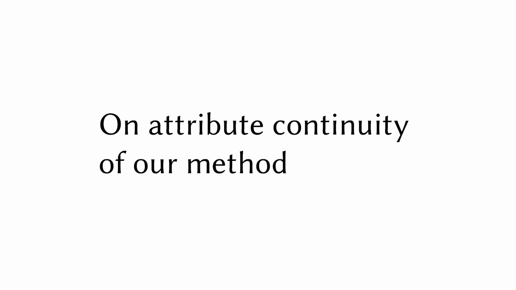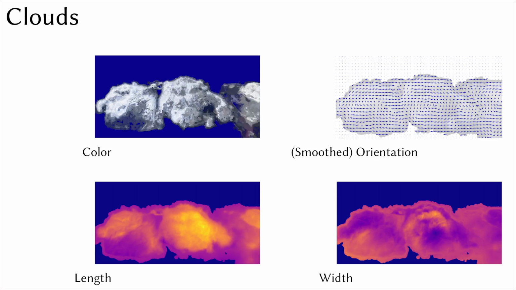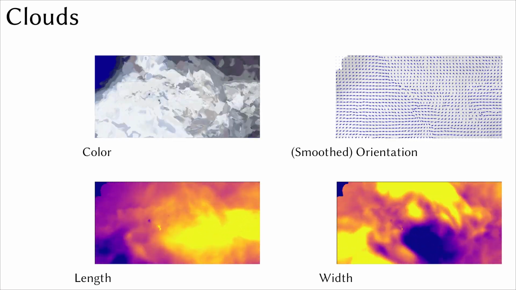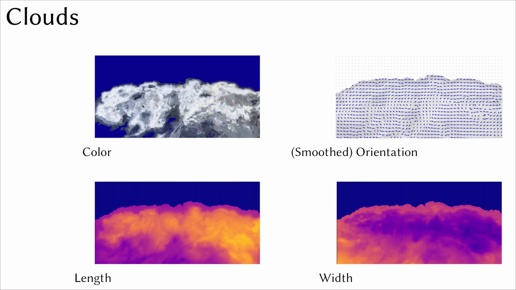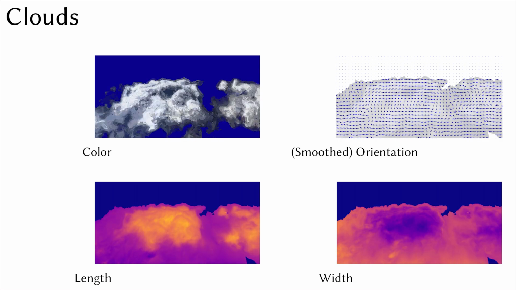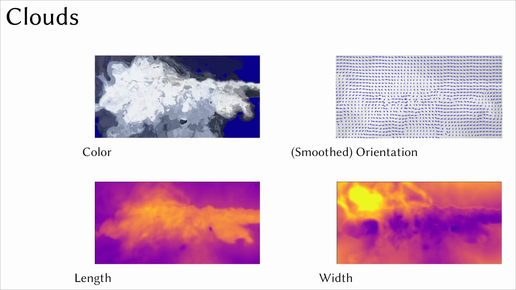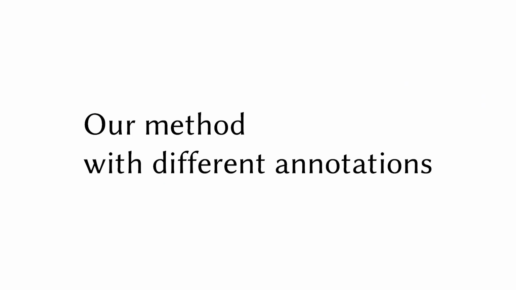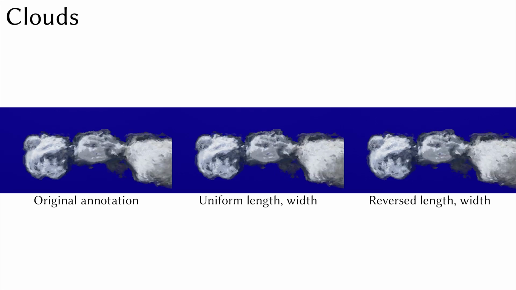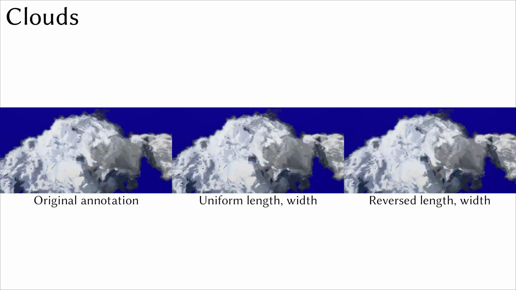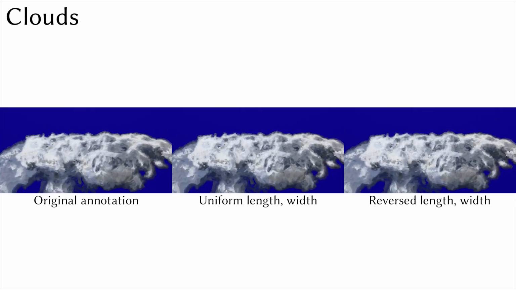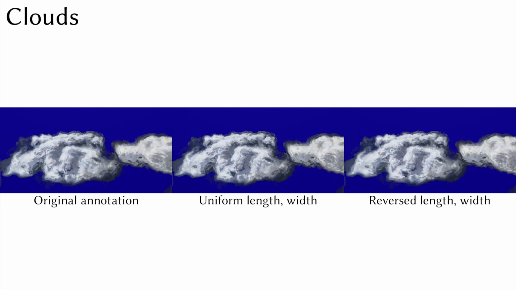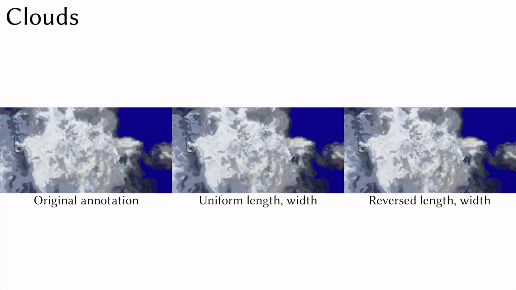For comprehensive results across all scenes, including ablation studies and validation of attribute transfer accuracy, please refer to our additional video and supplementary document. First, we demonstrate temporal continuity across frames for our transferred stroke attributes: color, length, width, and orientation. This illustrates our method's ability to maintain consistent and coherent stylization over time. Next, we show how the system responds to different user annotations. When lengths and widths are uniformly fixed across space, the resulting strokes show reduced variation. In contrast, reversing the original annotations, for example, assigning longer lengths where short ones were intended, produces long strokes in complementary regions.